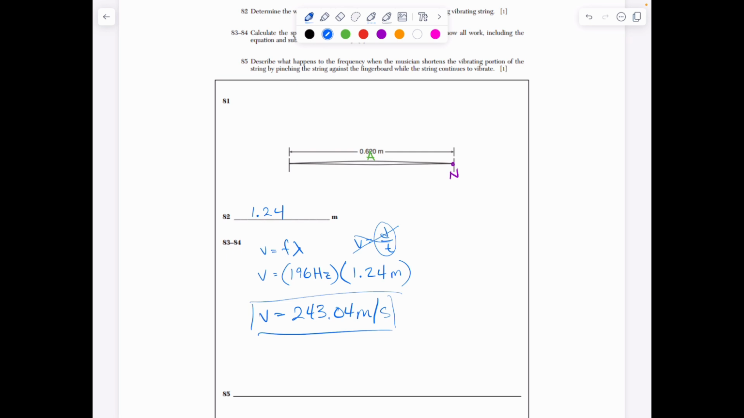Shorter string means that our wavelength, this number, goes down. But velocity cannot change. The velocity is a factor of the string, and the string is not changing. So this number, this V, doesn't change. So if the 1.2 goes down, the frequency must go up so that V remains unchanged. You could do it mathematically as well, but I think just your intuition about what happens on a musical instrument when you shorten the string should help. So the frequency increases. There we go. All done.